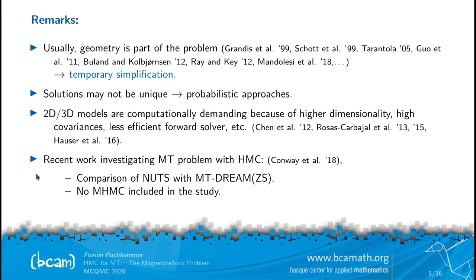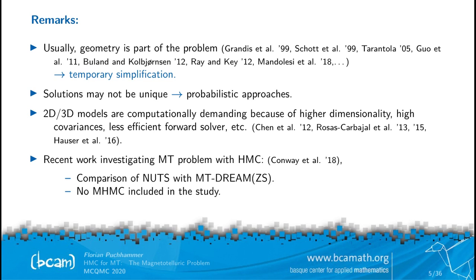There has also been a recent work that investigated this problem in combination with HMC by Conway and others. And they compared two samplers, the no U-turn sampler with the empty dream sampler, and they also commented a little bit on the efficiency. But the problem usually is if you have two such black box algorithms, it's really hard to talk about efficiency in terms of quantitative data.